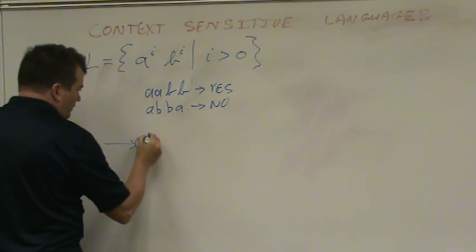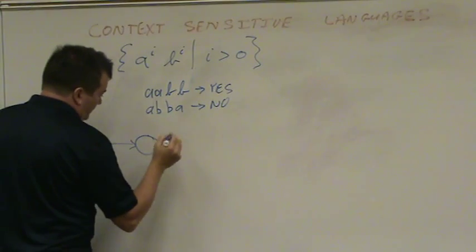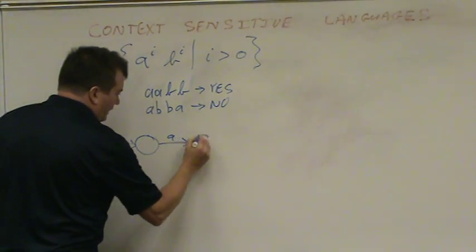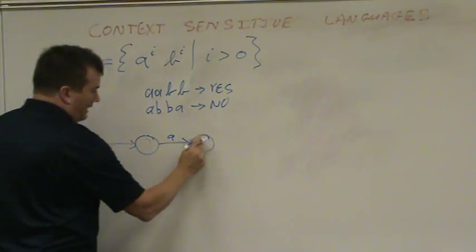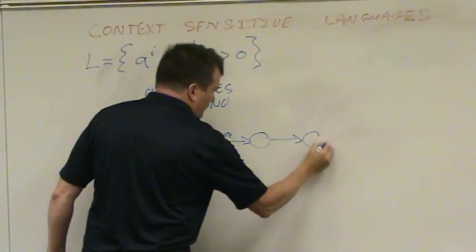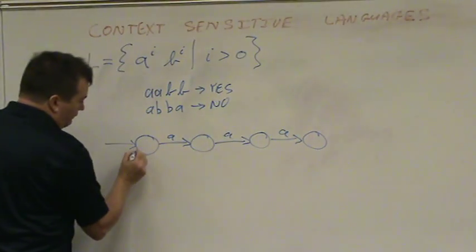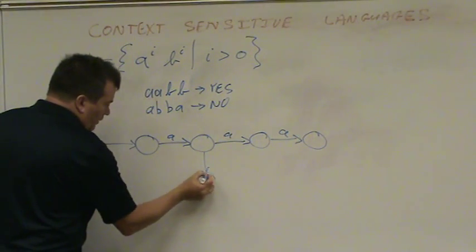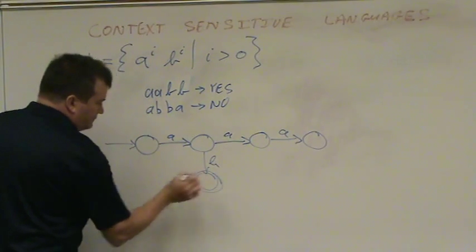Well, I think we've talked about this before. We read an A, which goes to a state that means we've read one A. We read another A, we go to a state that means we've read two A's. We go to another state that says we've read three A's. Then if we read one A, we have to read exactly one B, and that becomes a yes state.